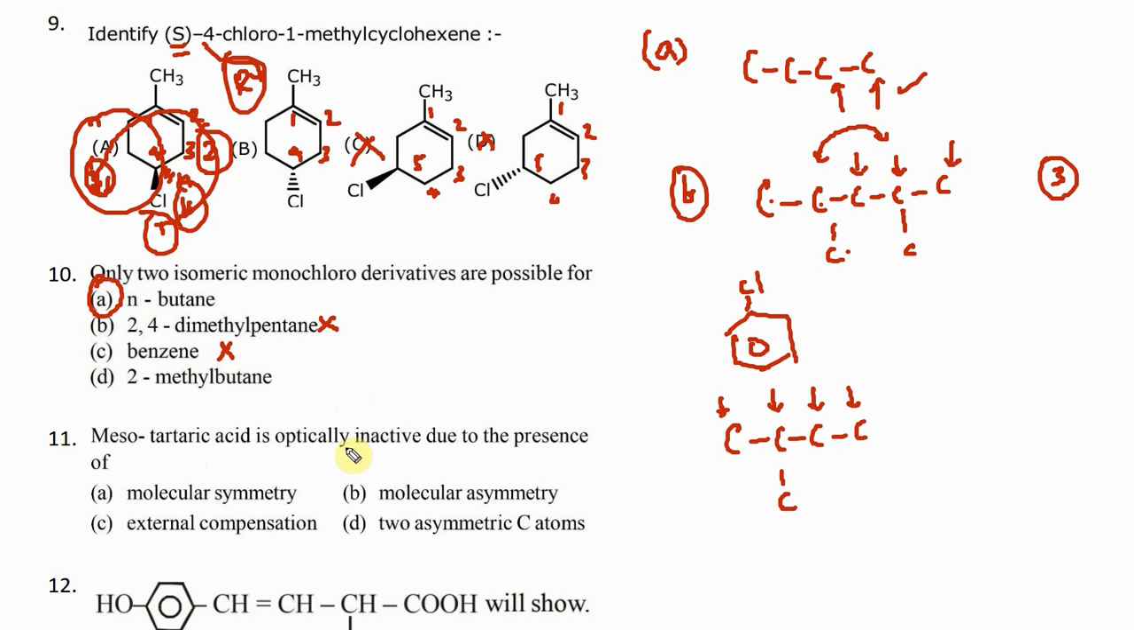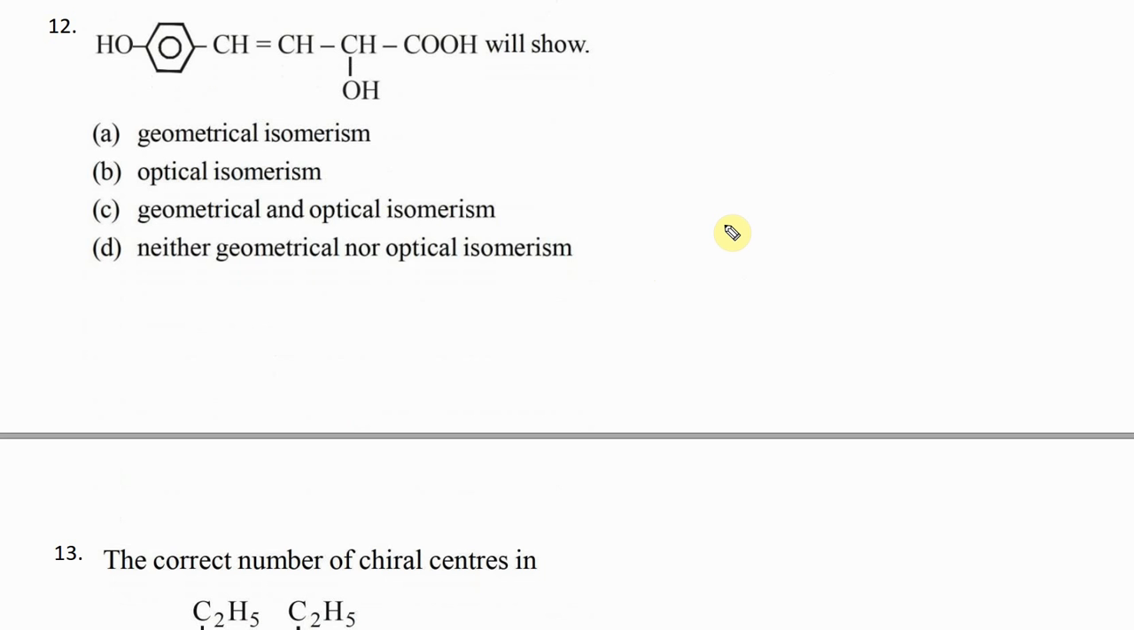Mesotartaric acid, we already saw in the lecture, is inactive due to the presence of, so what do we have here? Internal compensation. Internal compensation is because of molecular symmetry. If there is asymmetry it should be optically active. External compensation is a racemic mixture. 2 asymmetric carbon atoms. This is correct about mesotartaric acid but is not the correct explanation. Alright, this will show. So here if you see, can this show different groups?